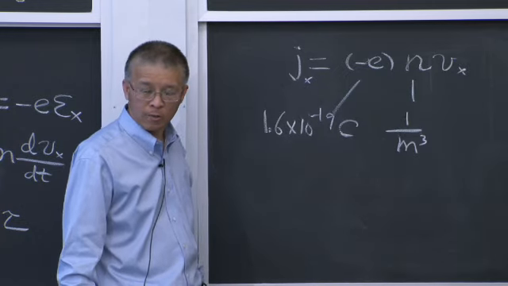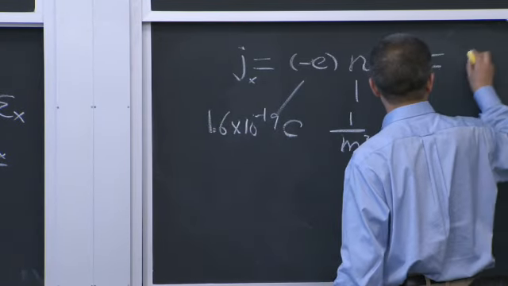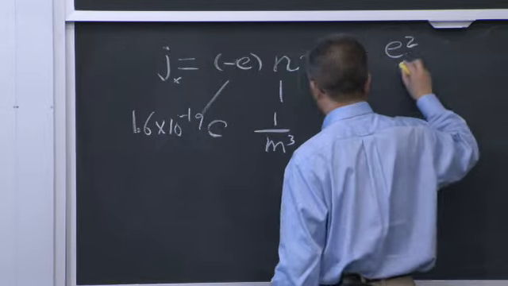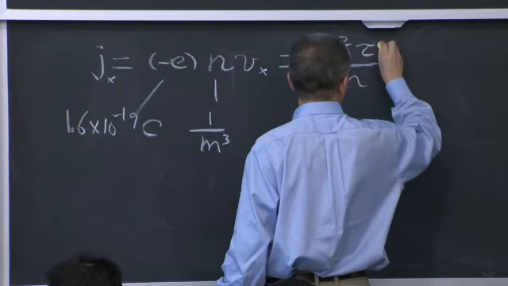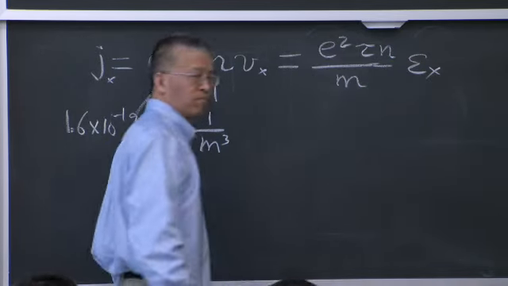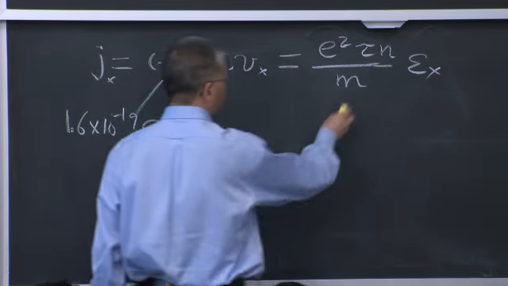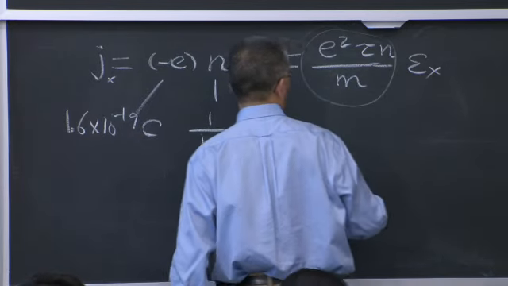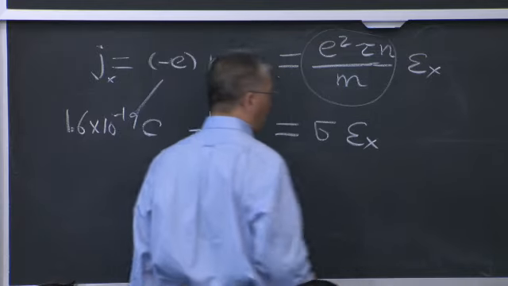That's your current density. So if I plug in there, what I have is E squared tau over m times n times epsilon x. That's Ohm's law, right? This is my electric conductivity. This is sigma epsilon x.